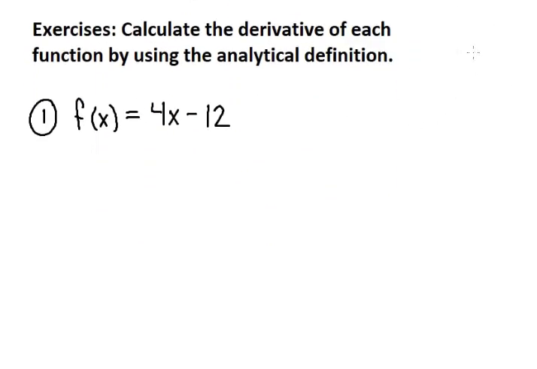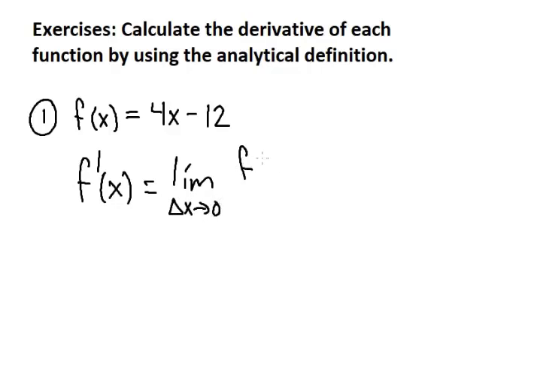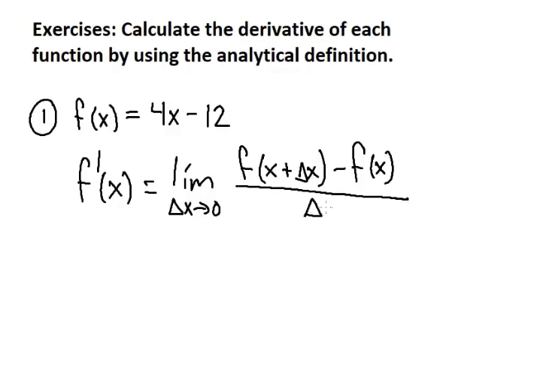We're going to use that formula in this exercise. We're going to try to calculate the derivative of this function. So since I'm looking for the derivative, I'm going to use the formula for the derivative. What is the formula for the derivative? Well, f prime of x equals, like I said before, the limit as delta x approaches 0 of f of x plus delta x minus f of x, divided by delta x.